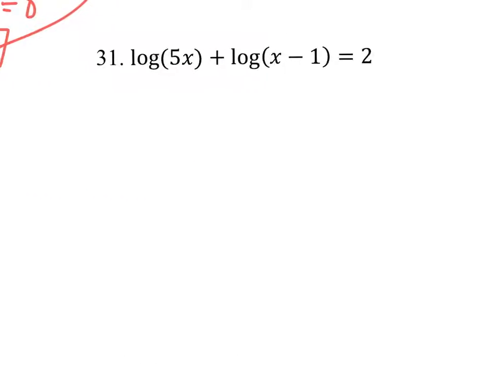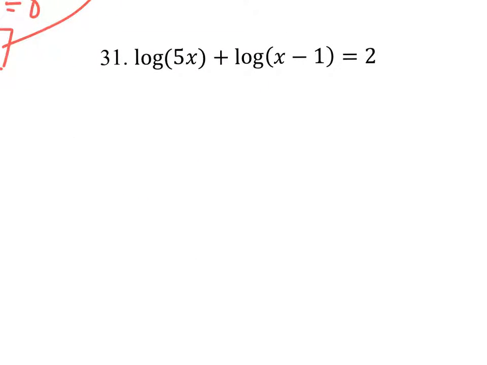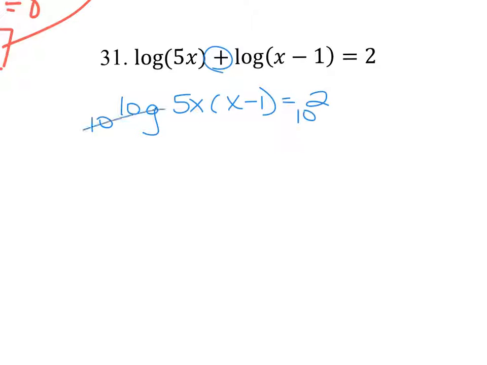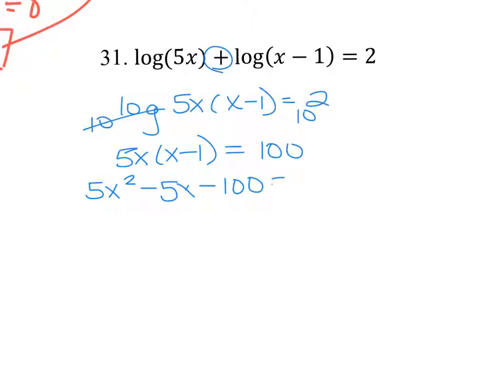Go over and look at 31. I have to combine my logs on the left side. When there's addition, it means multiplication. So that's log base 10 of 5x times x minus 1 equals 2. To get rid of a log base 10, I'm going to take 10 and raise it to everything. So now I'm left with 5x times x minus 1 equals 10 squared, which is 100. So now I have 5x squared minus 5x minus 100 equals 0, because I moved 100 to the other side. If I take out a 5, I'm left with x squared minus x minus 20 equals 0.